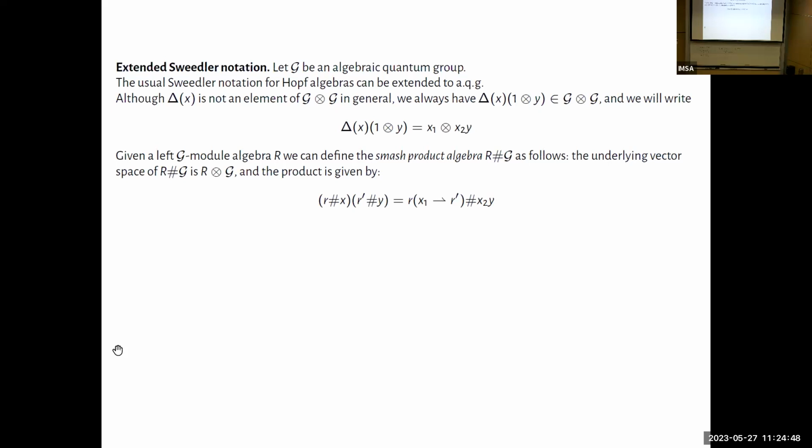So given a left D-module algebra R, we can define the smash product algebra as follows. The underlying vector space is just the tensor product, as in the case of algebras, and the product is given by this formula. So we put x1 acting on the left on R prime, smash x2 y. If we have a coalgebra, this is okay.